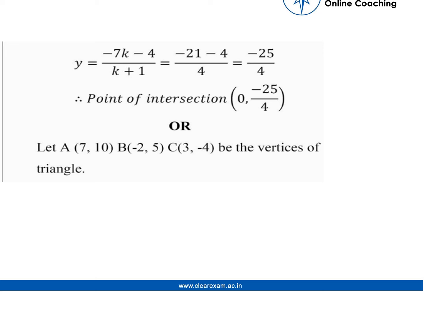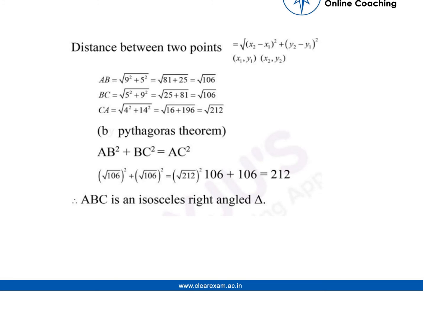In order to solve the second question, we are provided with three coordinates, and we have to find whether the given triangle is an isosceles right triangle. First of all, we will apply the distance formula for all three pairs of points, which gives the length of two of the sides as root 106, and the third side comes out to be root 212.